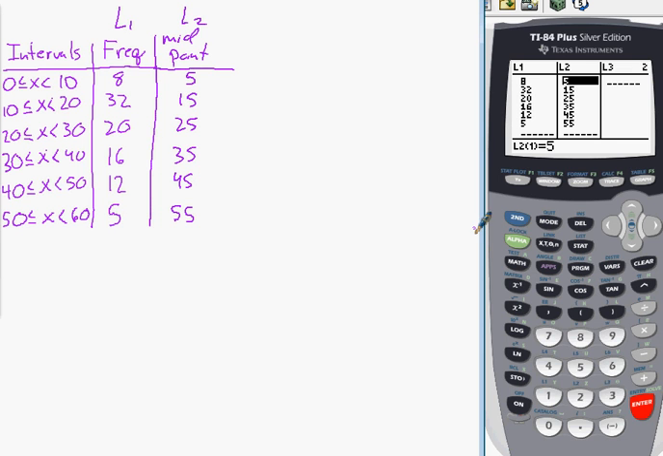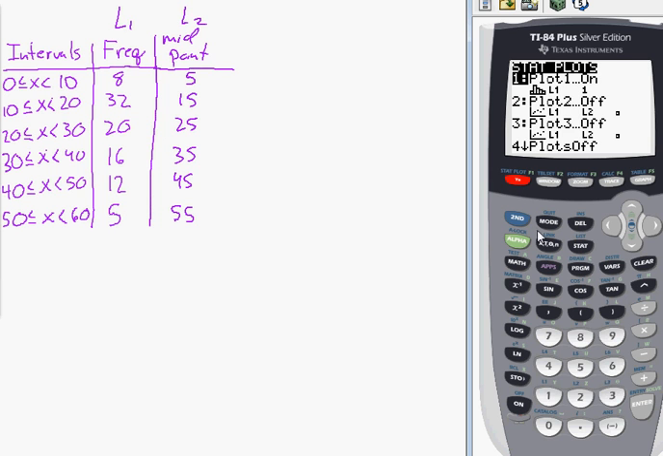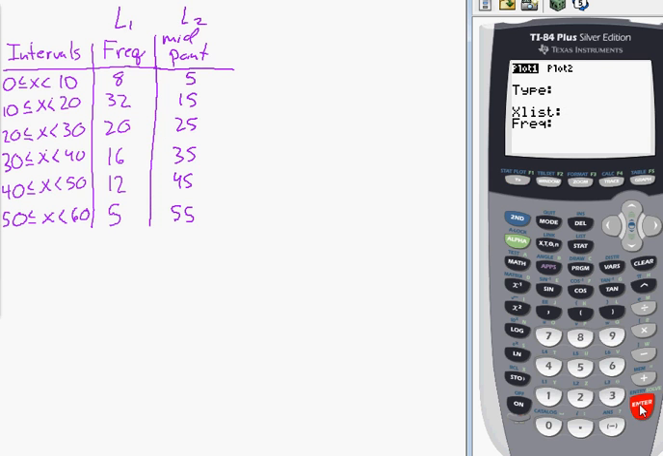We can actually look at this data. It's always nice to see what you're doing. Let's do a histogram. Now, this is where we have to be careful with this X list and frequency. The X list is our data, which is in fact L2. So we have to come down and plug L2 in there. Our frequencies are in L1.